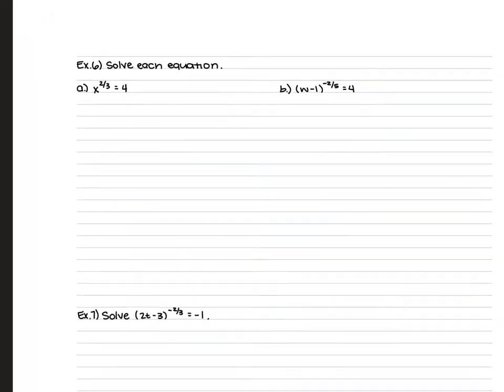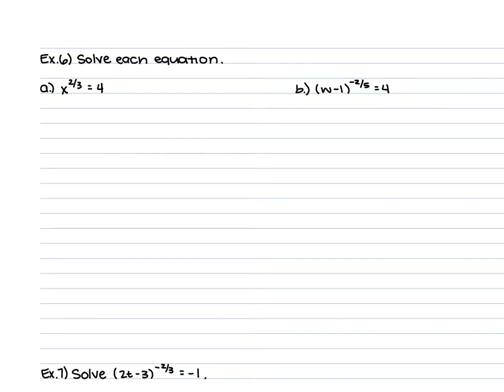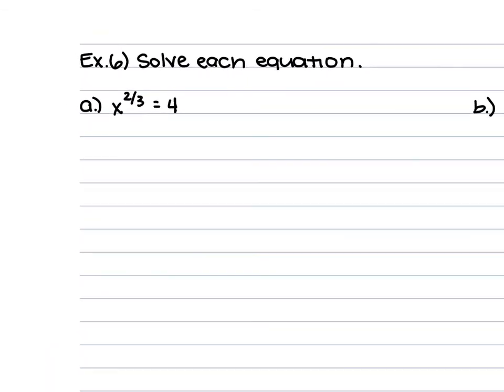For example 6, we're solving each equation. These we are working with rational exponents, which means our fractions are part of our powers, or our powers include fractions. If we look at example 6a, we have x to the power of 2/3 is equal to 4. Rewrite this using radical form. This is going to give us the cube root of x squared is equal to 4.